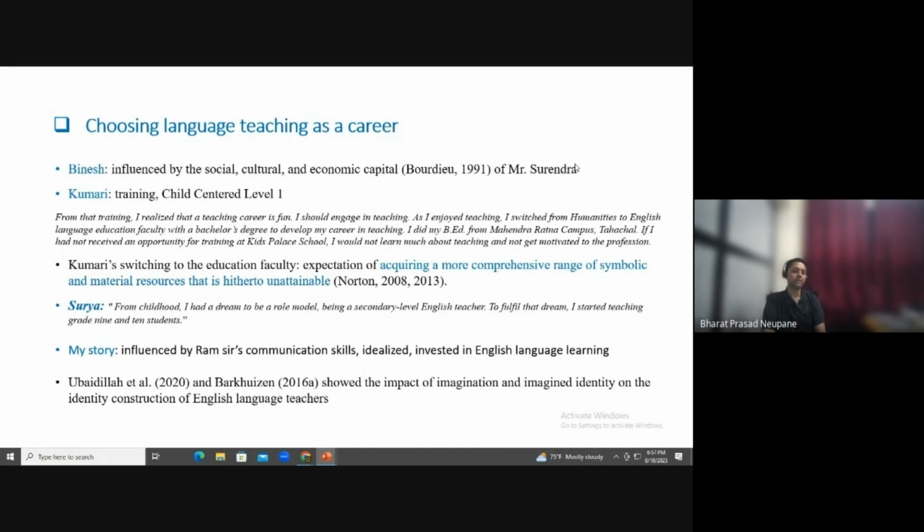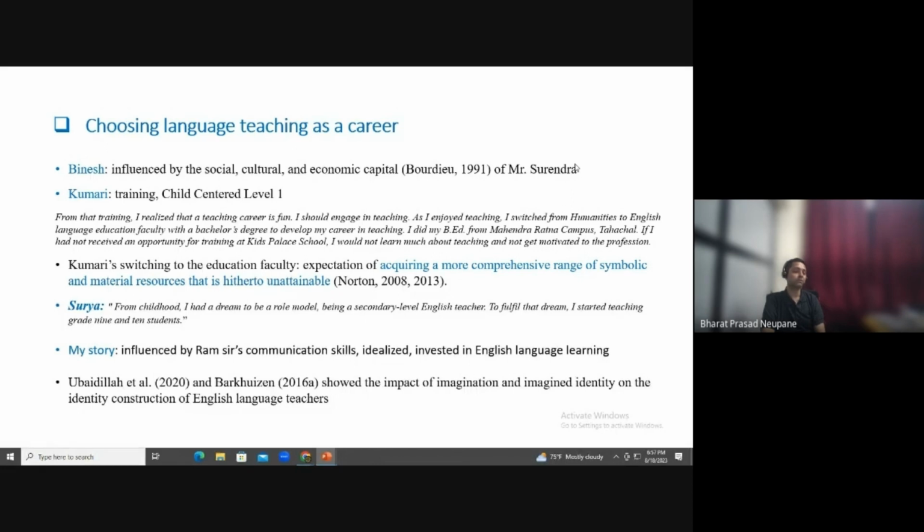Even Surya shared, from childhood, I had a dream to be a role model. Being a secondary level English teacher, to fulfill that dream, I started teaching grade 9 and 10 students. Even my story, that I was influenced by Ramsar's communication skills, had idealized him as my role model, and I started investing in English language learning to materialize my identity. Imagined identity to become an English language teacher echoes with the stories of these participants.